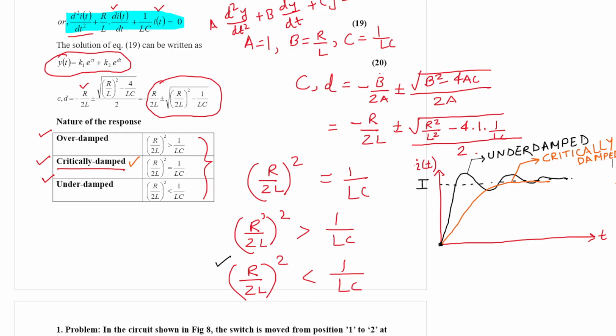Now lastly we have another response, which is the overdamped case, where R by 2L whole square is greater than 1 by LC. So it will roughly take this nature. So this is actually called the overdamped case.